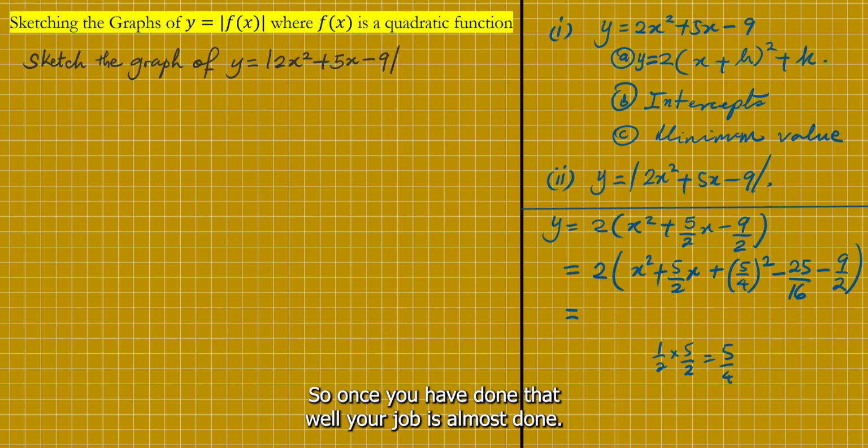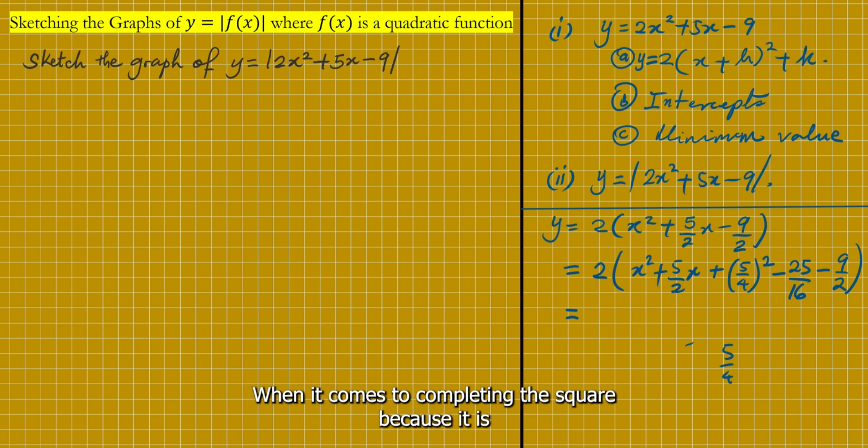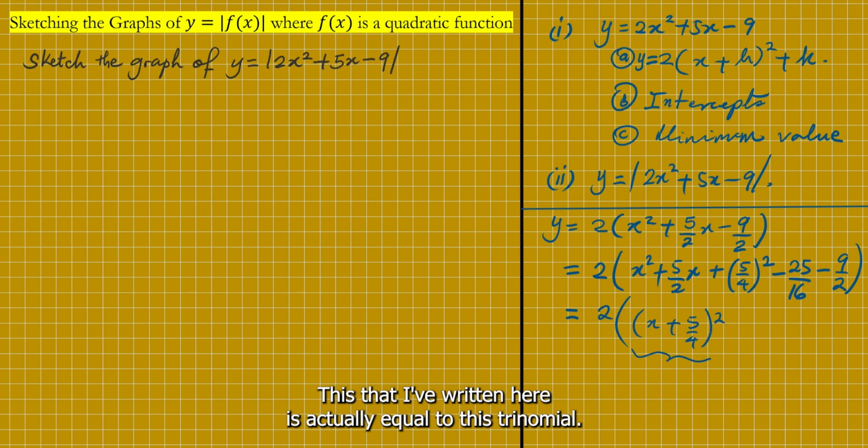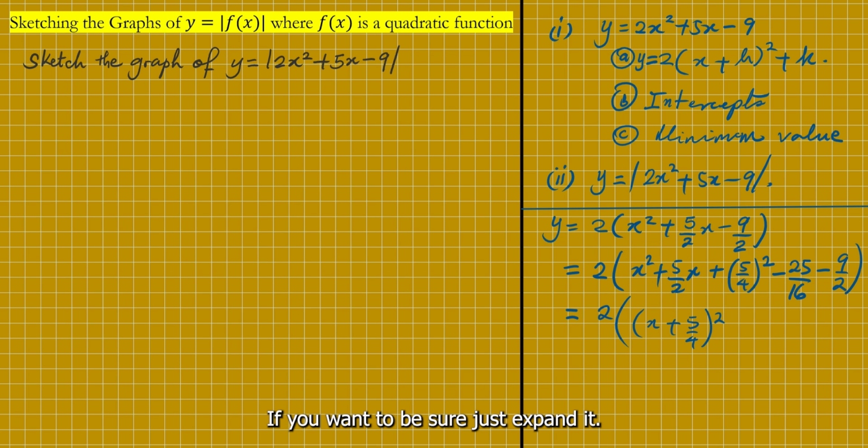So once you have done that, your job is all but done when it comes to completing the square. This is why we then write this as 2 into x plus 5 over 4 all squared. This that I've written here is actually equal to this trinomial. If you want to be sure, just expand it. This will give me minus 97 over 16.